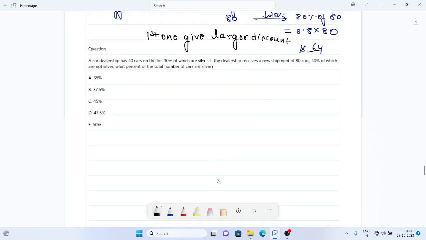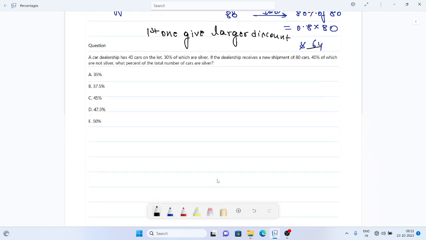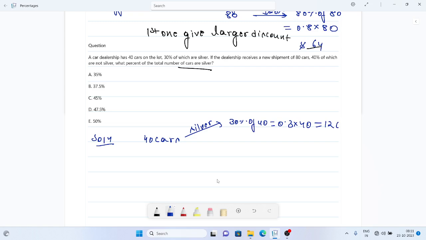Okay, now a car dealership has 40 cars on a lot, 30% of which are silver. If the dealership receives a new shipment of 80 cars, 40% of which are not silver, what percentage of the total number of cars are silver? Okay, how do we solve this? 40 cars, silver are 30%. So it is 30% of 40, which is 0.3 of 40, which is 12 cars, right?